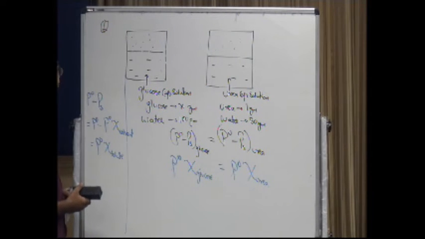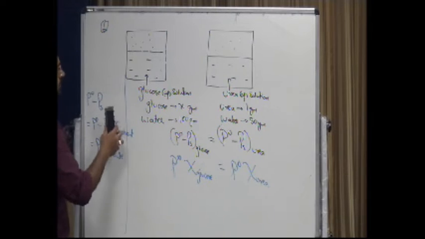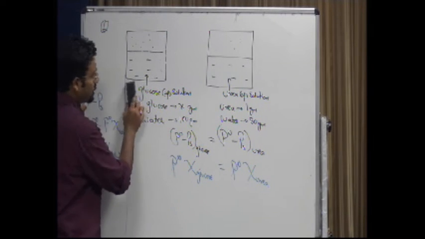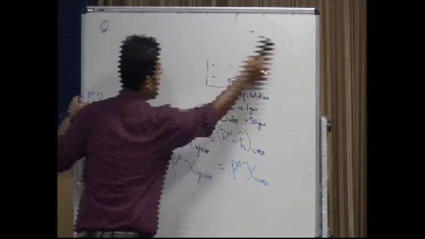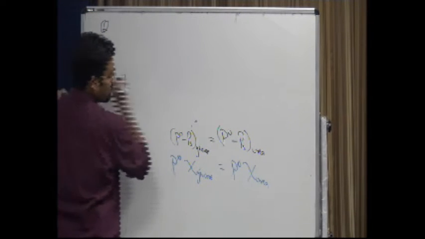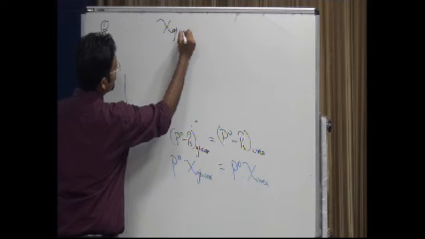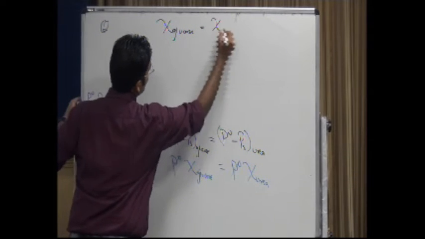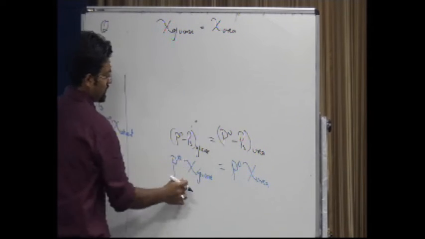So can we quickly calculate it? Okay, so let me just quickly calculate and erase this part. I hope you have noted down. So mole fraction of glucose is equal to mole fraction of urea, right? This should be the case.